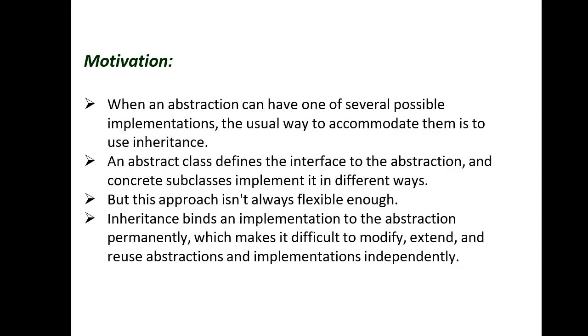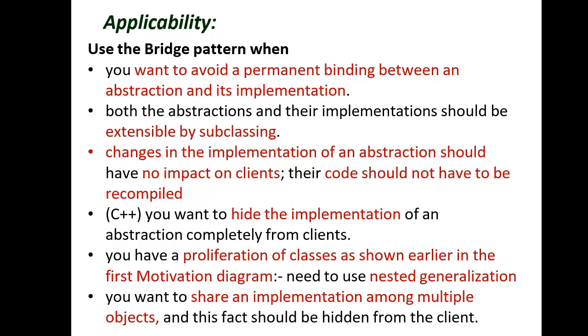Inheritance binds an implementation to abstraction permanently, which makes it difficult to modify, extend, and reuse abstraction and implementation independently. Applicability: use the bridge pattern when you want to avoid a permanent binding between an abstraction and its implementation. Both abstractions and their implementation should be extensible by subclassing. Changes in the implementation of an abstraction should have no impact on the clients. Their code should not have to be recompiled. You want to hide the implementation of an abstraction completely from the client.